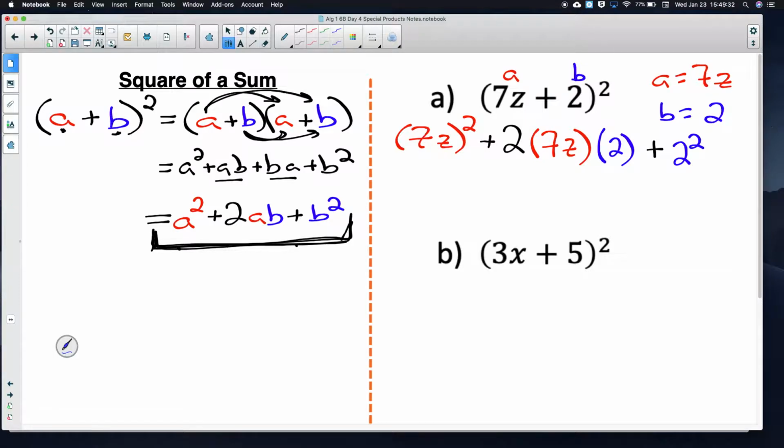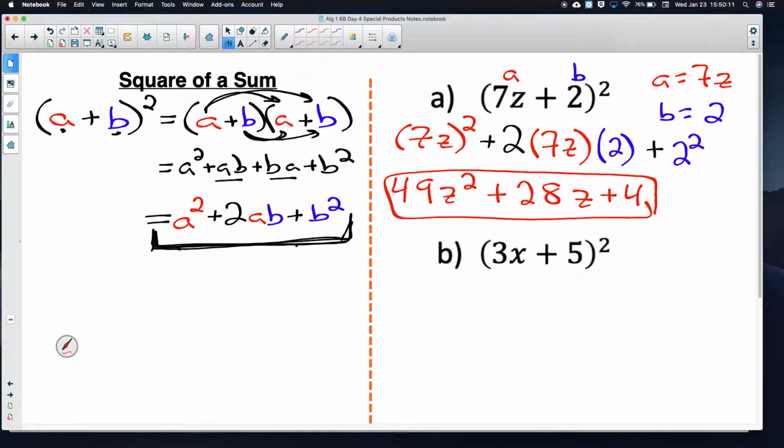So remember, ladies and gentlemen, you can still use double distribution. And I know this looks probably a little bit confusing because it's new, but through practicing it, it's going to click and you're going to actually be able to breeze through a square of a sum or these types of problems. So if I finish this out, 7z squared is 49z squared, plus 2 times 7 times 2, that's 28z, plus 2 squared, which is 4.